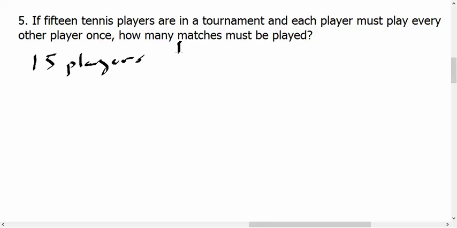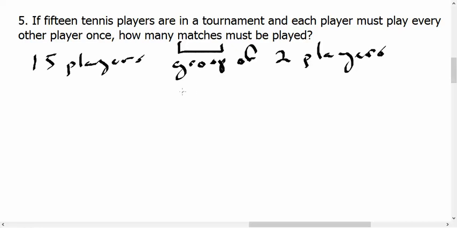Now, sometimes in a question, it doesn't actually specify that you're looking for groups. But if you think about it, a match is just a group of 2 players. Right, a group of 2 players. If I have player A playing player B, it doesn't matter if I choose player A before player B or player B before player A, it's still going to be the same group of two players. It's still going to be the same match.